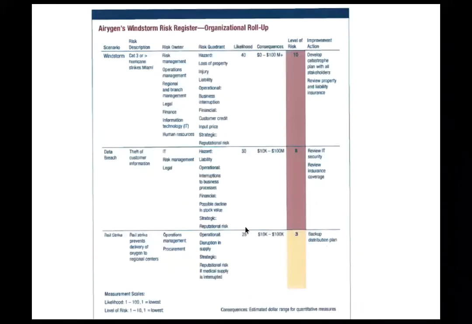Now on the next slide, what you're seeing, this is on 6.15, is that now they're saying the windstorm risk register, it's an organizational roll-up. So now they're looking, here's one scenario, which is windstorm. Another area of risk that they have is a data breach. And then the next one down there looks like is rail strikes, right? So this, even though they still have windstorm, I think they need to fix that there.